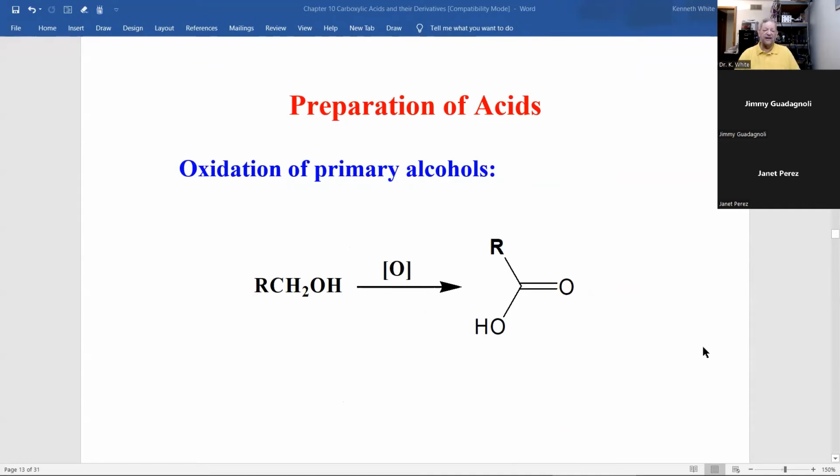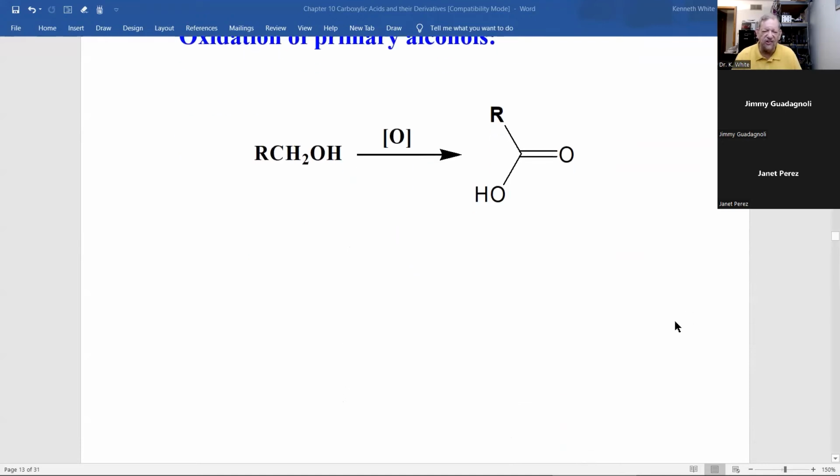Now, how do you make a carboxylic acid? One way is oxidizing a primary alcohol. This is a primary alcohol. But you'll say, Dr. White, for test 2, and you should know this.